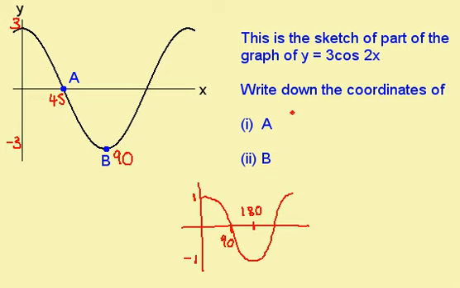So I now have the coordinates of A, which are 45, 0, and the coordinates of B, which are 90, minus 3. These should be your answers.